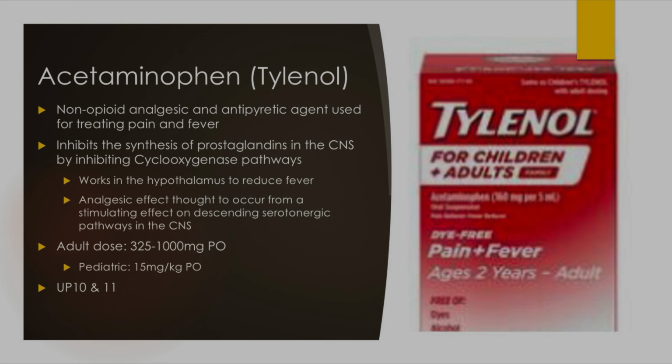Adult dosing is typically 325 to 1,000 milligrams by mouth. Pediatric dosing is 15 milligrams per kilogram by mouth. In our system, it falls under UP10 and UP11. The benefit is that it avoids many NSAID related GI and bleeding issues. But the major consideration is liver toxicity, which is why the next slide matters.